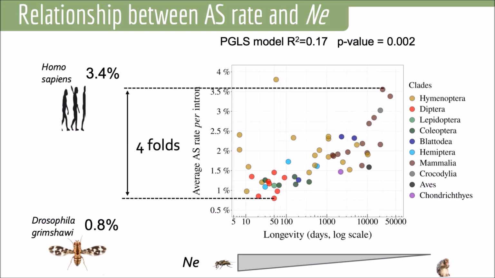And so overall, there is a 4-fold variation in the rate of alternative splicing. The lowest is observed in Drosophila grimshawi, and the highest is observed here in a hymenopteran, and humans are here with an average rate of alternative splicing of 3.4%, fourfold higher than in Drosophila grimshawi.